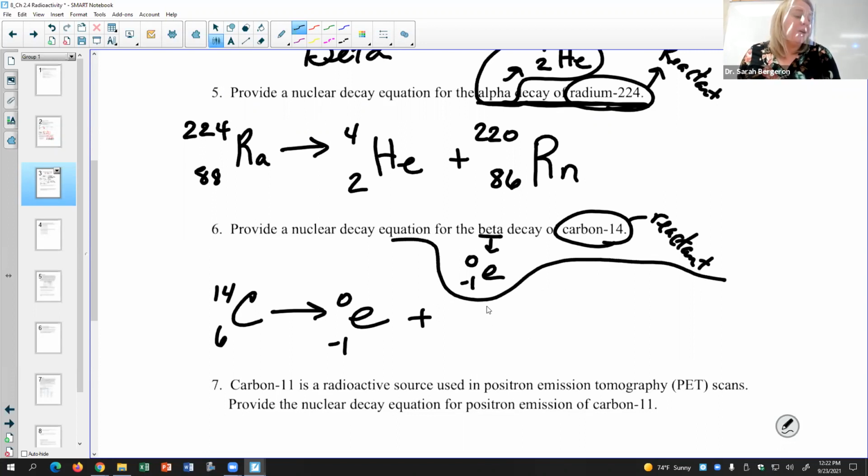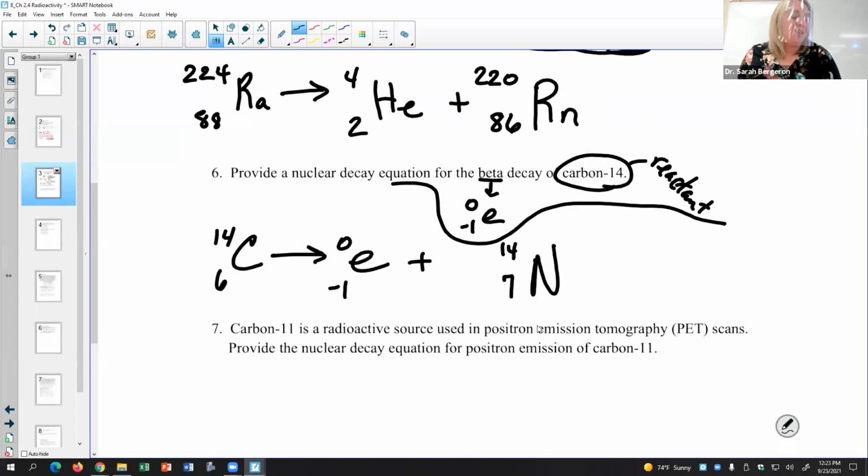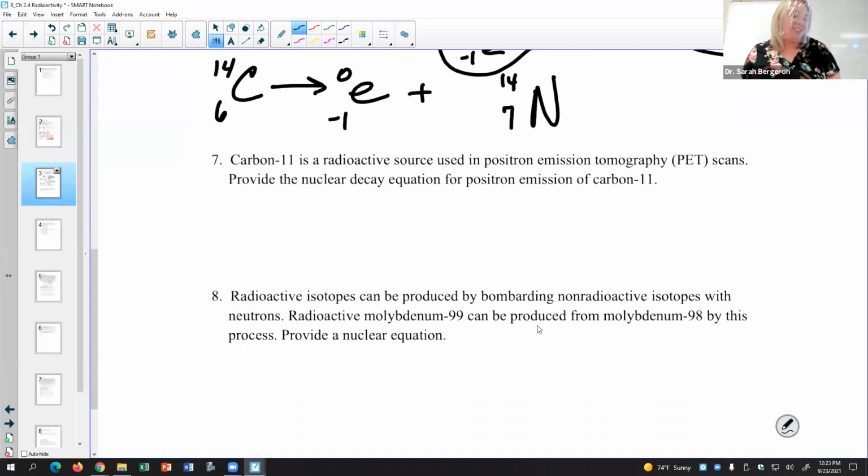So what should be put over here? Let's do the top. What should go on the top? 14, right? Because 14 plus 0 is 14. What goes on the bottom? 7, because 7 plus a -1, or 7 minus 1, is 6. So what element should go here? Nitrogen. Not too bad, right? Y'all got this. Y'all have so got this. Okay.